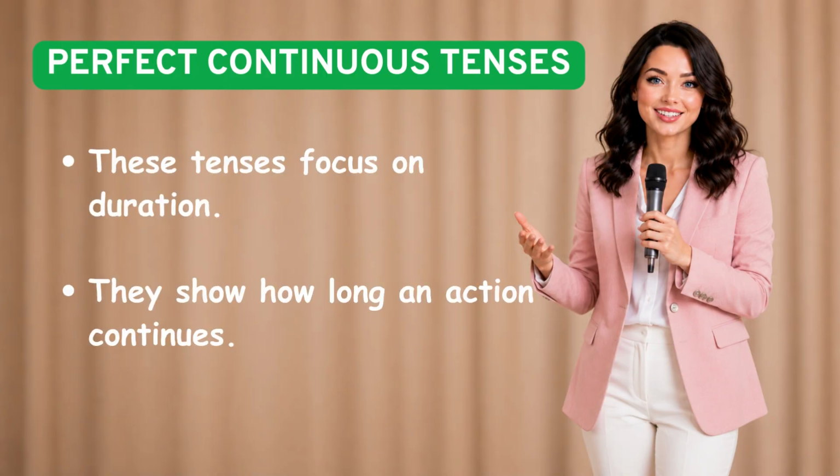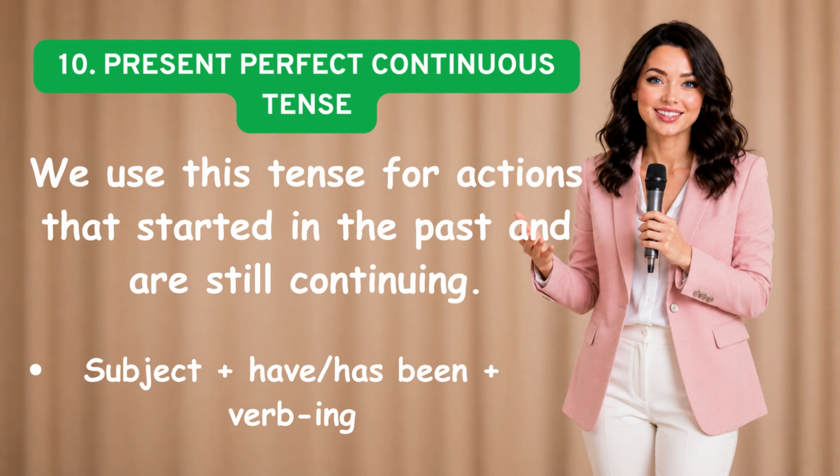Perfect continuous tenses. These tenses focus on duration. They show how long an action continues. 10. Present perfect continuous tense. We use this tense for actions that started in the past and are still continuing. Structure: subject plus have/has been plus verb-ing.